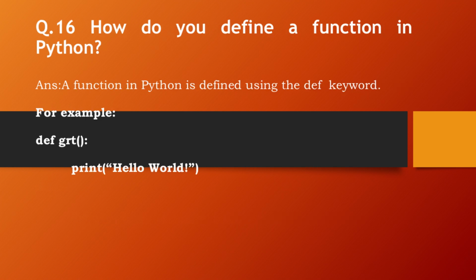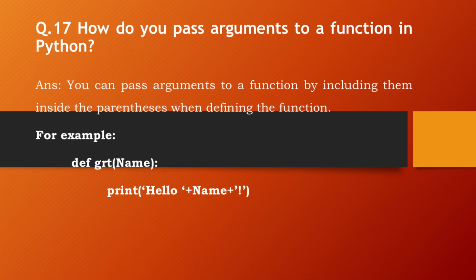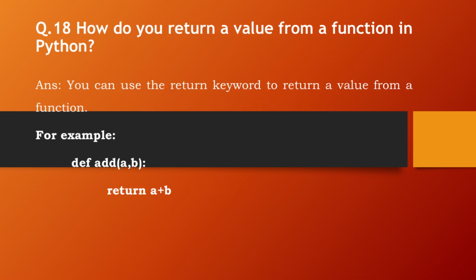How do you define a function in Python? A function in Python is defined using the def keyword. How do you pass arguments to a function in Python? You can pass arguments to a function by including them inside the parentheses when defining the function. How do you return a value from a function in Python? You can use the return keyword to return a value from a function.